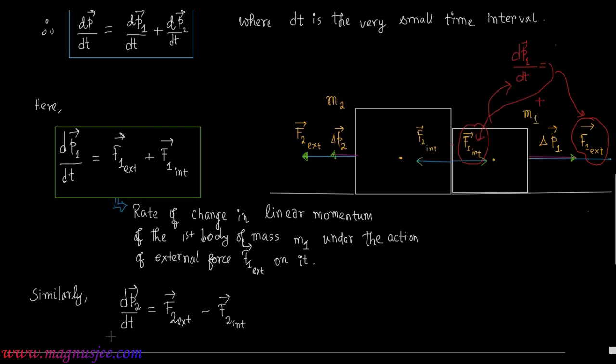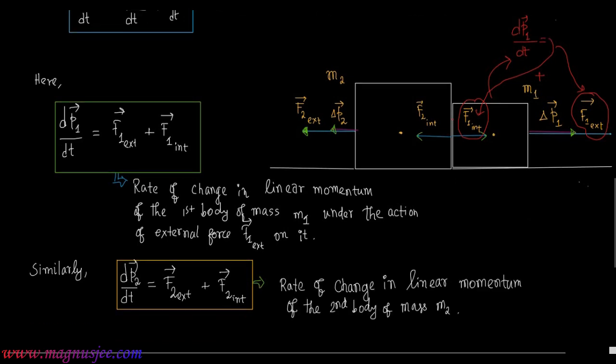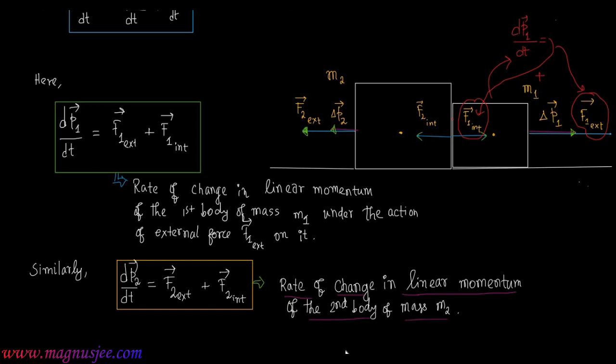Similarly, d vector p2 by dt is equal to vector f2 ext plus vector f2 int. d vector p2 by dt is the rate of change in linear momentum of the second body of mass m2.